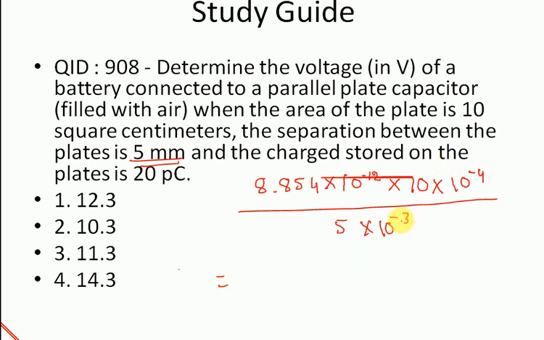If 10 to the power minus 3 goes in the numerator, what will happen there? 10 to the power minus 1. So if I eliminate 5 and 10, that will be 2. So 8.85 into 2, that will be 17.7. Now 10 to the power minus 3, if it goes to the numerator, what will happen? Let me write 10 to the power minus 12 into 10 to the power minus 4.